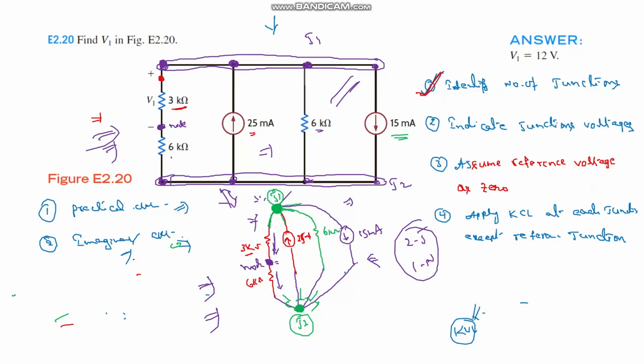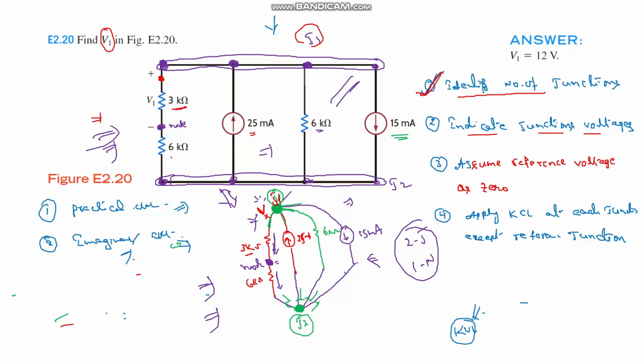First point completed. Second point: indicate the junction voltages. However many junctions you have identified, that many voltages we have to indicate, one at each junction. For example, at junction one in the practical circuit, there is one potential. Let it be V1. Don't confuse it with the question's V1. We can also assume VA, VB, VC, VX, VY, VZ, your wish. To indicate different notation, I am assuming Vx here.